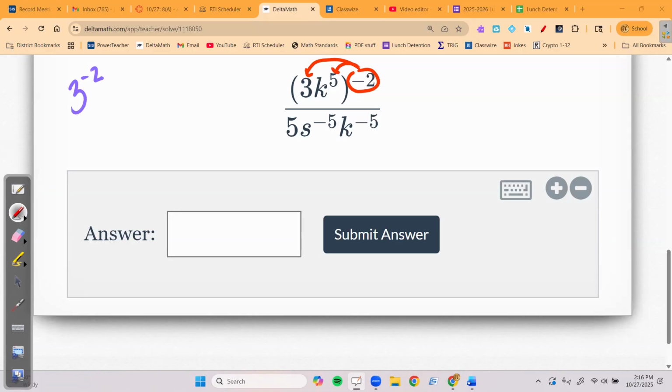What is the K going to have as his exponent? Thank you. Yes. Because he already has a 5 and he gets re-exponentiated with a -2. And we learned last week that that's when we multiply. And then on the bottom, we're not going to do anything.